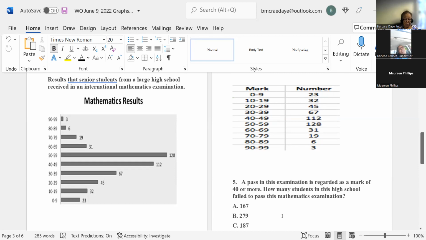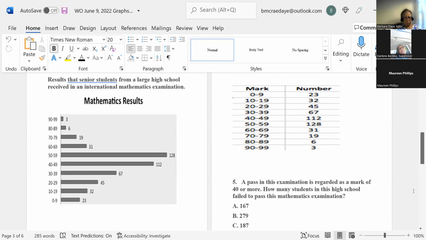You got it? Now, if we said how many students passed this exam, score for passing 40 or more, just tell me in words what you would do, Maureen. Can you repeat that again? Yes, tell me in words. My question now is, how many students in this high school passed this mathematics examination? I don't want you to figure it out in terms of a number. Just tell me how you would solve it. What would you add up?